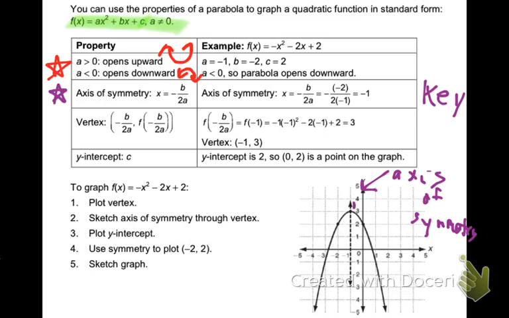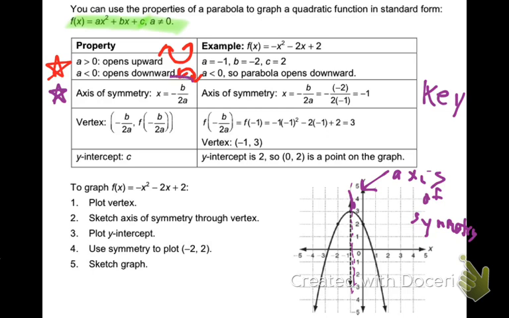Okay. That line right there that I'm kind of walking on the top of there. That's the axis of symmetry. That is the perfect point where you can fold your parabola. That is the key to be able to graph parabolas like we're going to do today. You have to know this.